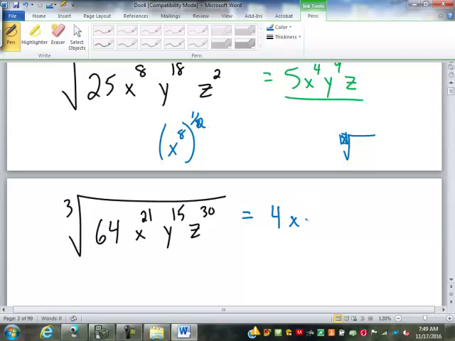How about the third root of x to the 21? X to the 7. Third root of y to the 15. Y to the 5. And the third root of z to the 30th. 10. Perfect.